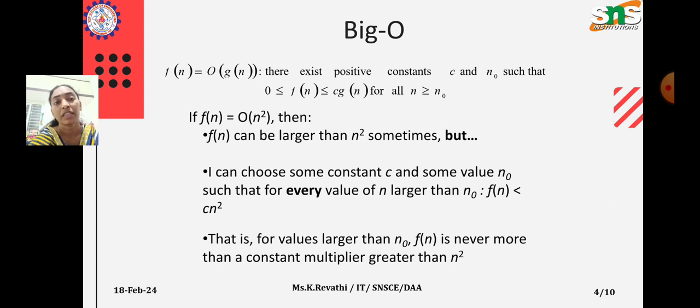That means f of n is equal to big O of g of n. There exist positive constants. It is called big O notation. f of n can be larger than n square sometimes, but I can choose some constant c and some value n0 such that for every value of n larger than n0, f of n is less than c into n square. That is, for values larger than n0, f of n is never more than a constant multiplier times n squared.